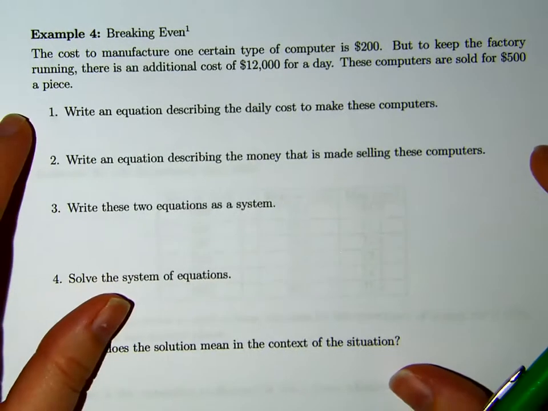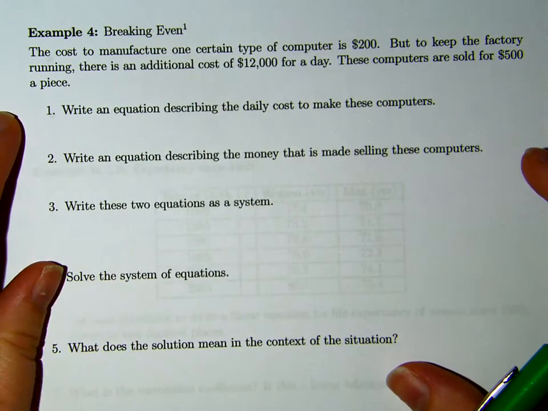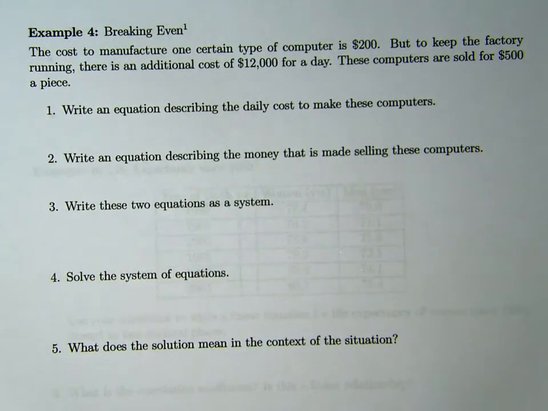Let's look at example 4, breaking even. The cost to manufacture one certain type of computer is $200. But to keep the factory running, there's an additional cost of $12,000 for each day. These computers are sold for $500 a piece. Okay. Write an equation describing the daily cost to make these computers.